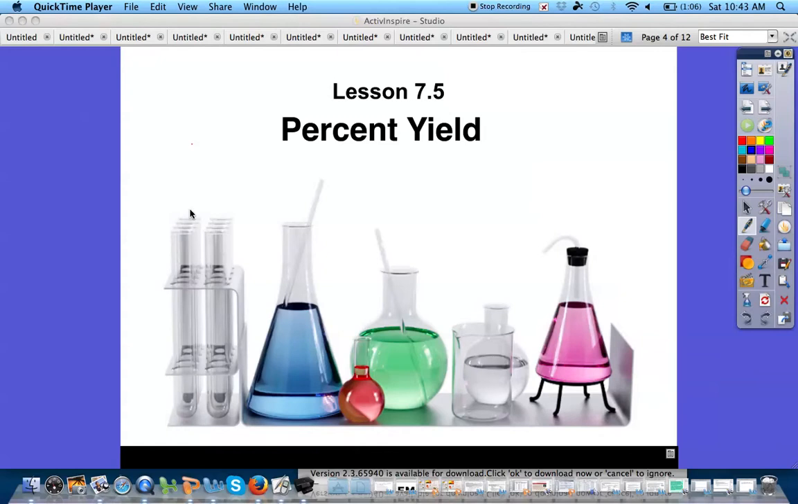So we've talked about our stoichiometric calculations, and those are going to talk about how much can be produced of one of our products based off of a certain starting amount, and if the reaction goes to completion. But sometimes when we're working in the labs, not everything goes to completion. So that's what we're going to talk today about with percent yield.